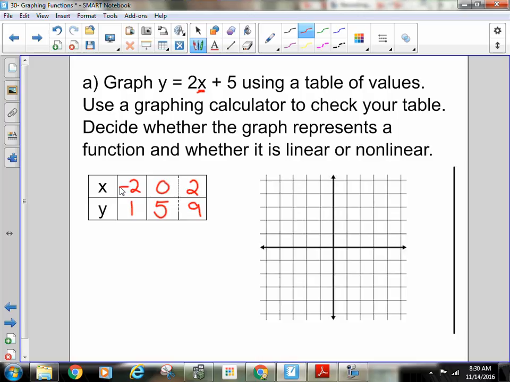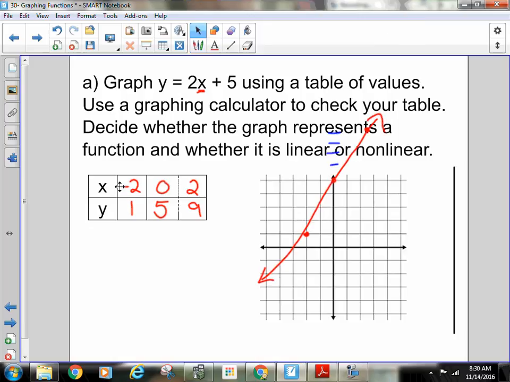So we got negative 2, 1; 0, 5; and 2, 9. For 5, I'm going to have to extend up here: 6, 7, 8, 9. All right, there. And then we go ahead and connect.